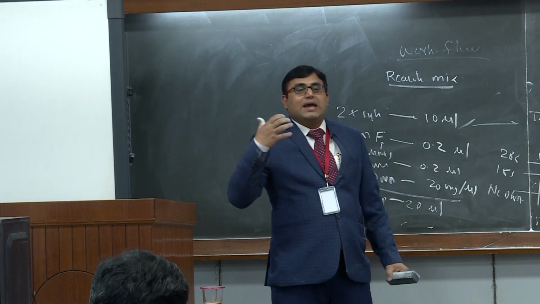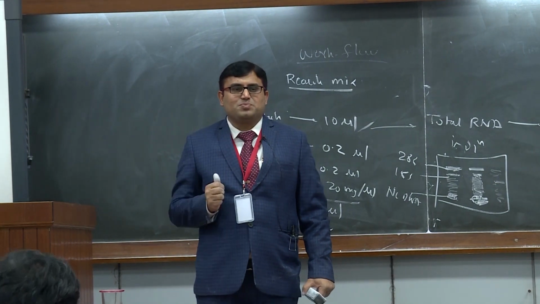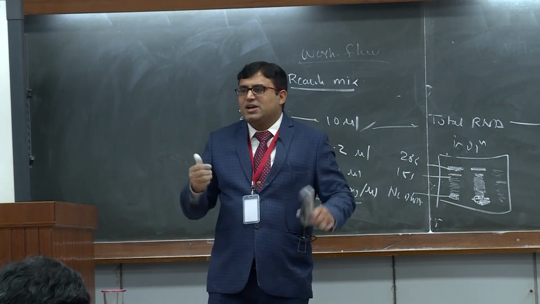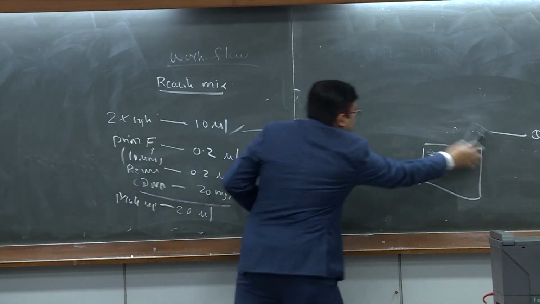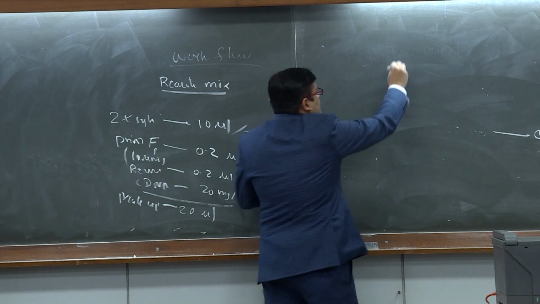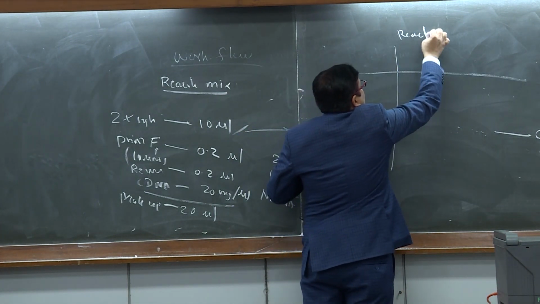Now how to calculate how many reactions I have to keep? This is itself a very tedious process, because I don't know how many reactions I have to keep. So for that calculation there is a chart, a reaction chart. You have to make a table like this. This is called a reaction chart.